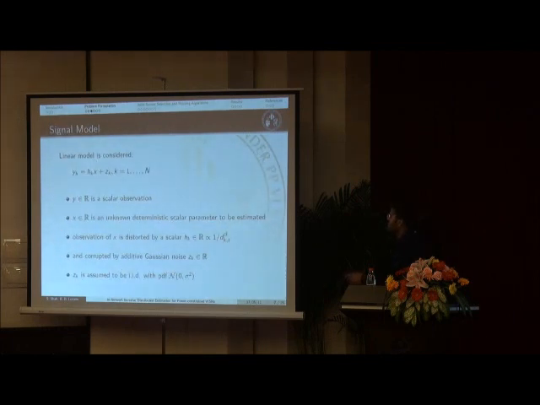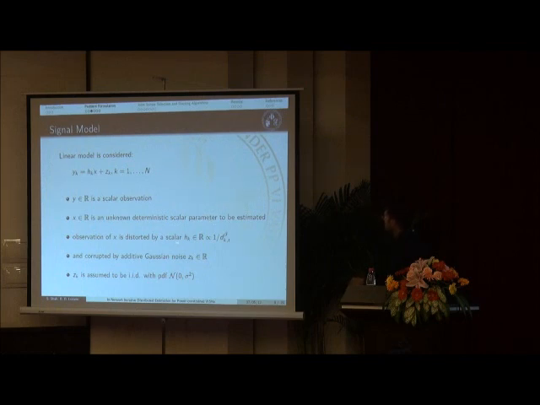So, as I said, we use a linear model in the form of yk = hk x + ζk, where k = 1 to N. Capital N is the number of sensors randomly deployed in a square region. yk in R is a scalar observation. x in R is an unknown deterministic scalar parameter that has to be estimated.